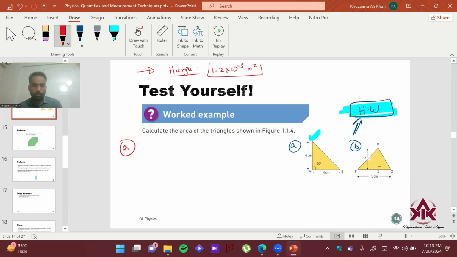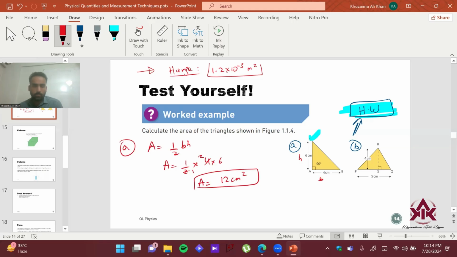So we know the formula for the area of a triangle. I just wrote it down in the last slide. That is half into base into height, right? You can find out that this is the base over here, this is the height over here. So the area is going to be half into 4 into 6. So 2 ones are, 2 twos are, so your area comes out to be 12 centimeters square.